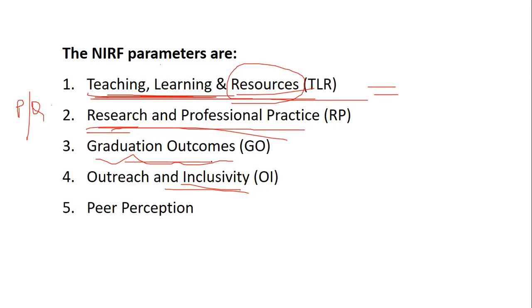perception, that is the ranking. And when we talk about peer perception, it is academic peers and employers. So this particular point, you have to be very clear about when it comes to specifically talking about match the following. This is what you have to keep in mind.